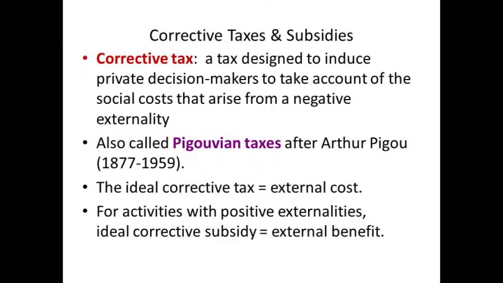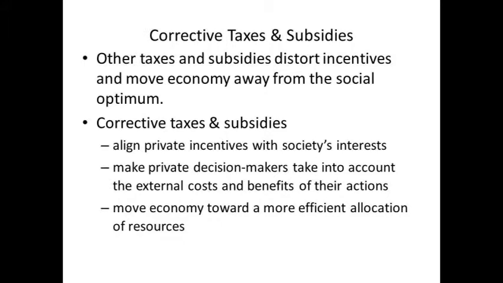So we look at market-based policy and the externalities that can be internalized through the use of taxes and subsidies. So let's talk about corrective taxes. The book defines corrective taxes as a tax designed to induce private decision makers to take account of the social costs that arise from negative externalities. It's when the government gets involved with a company saying, you're producing this, but it's also harming the community or it's harming the welfare of our society.